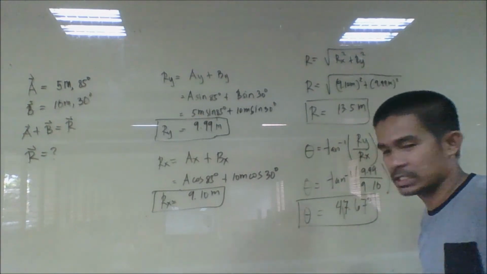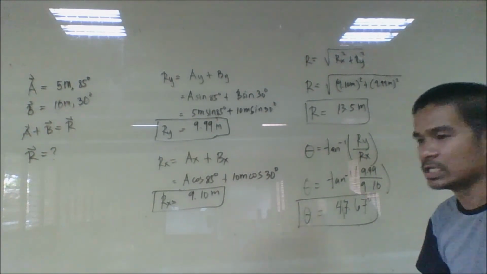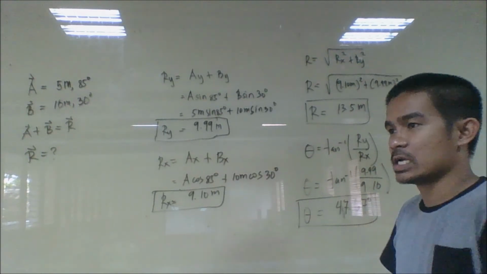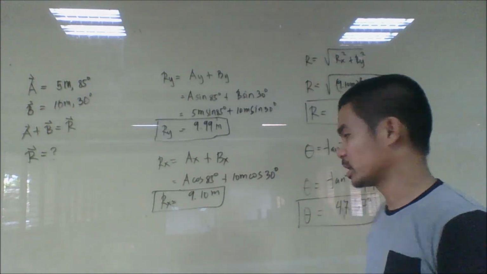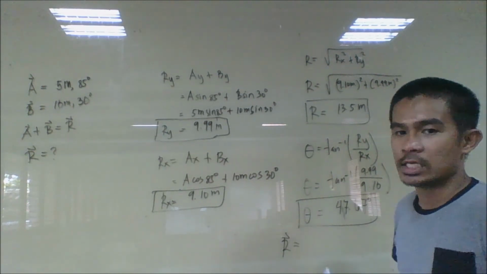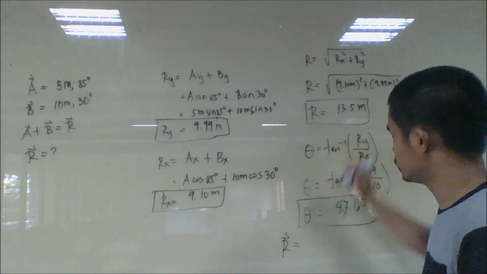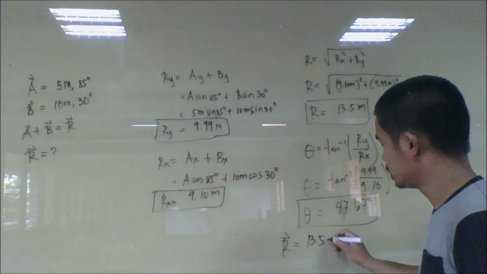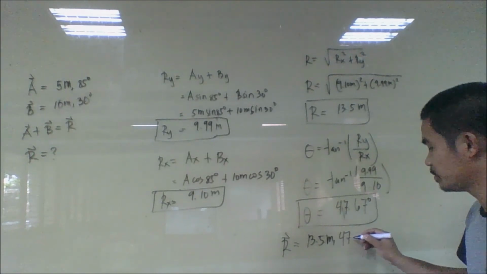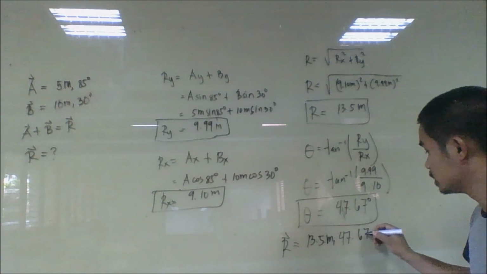So we have 47.67 degrees as the angle from positive x-axis in counterclockwise direction. So we have vector r equals the magnitude r, which is 13.5 meters, comma, the direction 47.67.